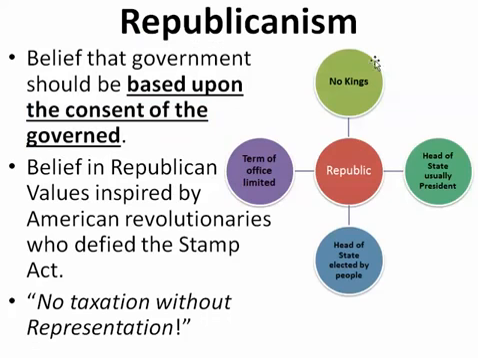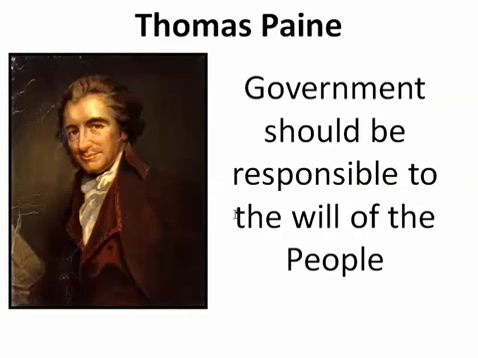So we look at this visual here. What is a republic or republicanism? What is a republican form of government or a republic? There were no kings, and the head of state was usually a president or some leader, and the head of state was elected by the people. Elected by the people. And those people had a term of office. Alright, so Thomas Paine believed that government should be responsible to the will of the people.